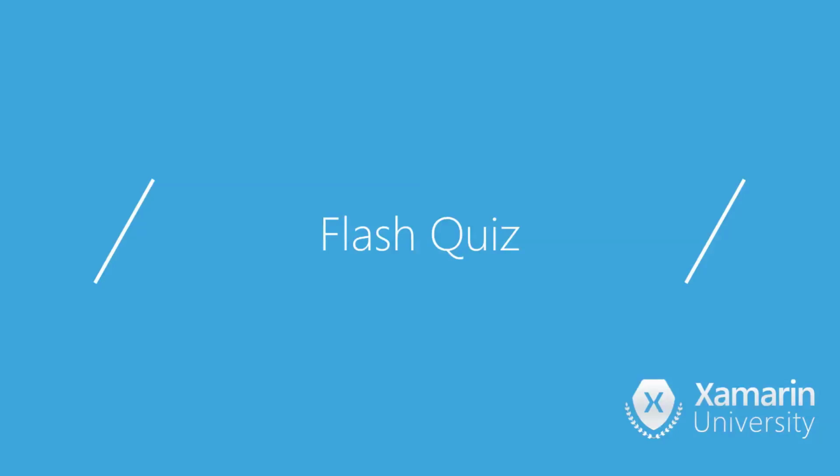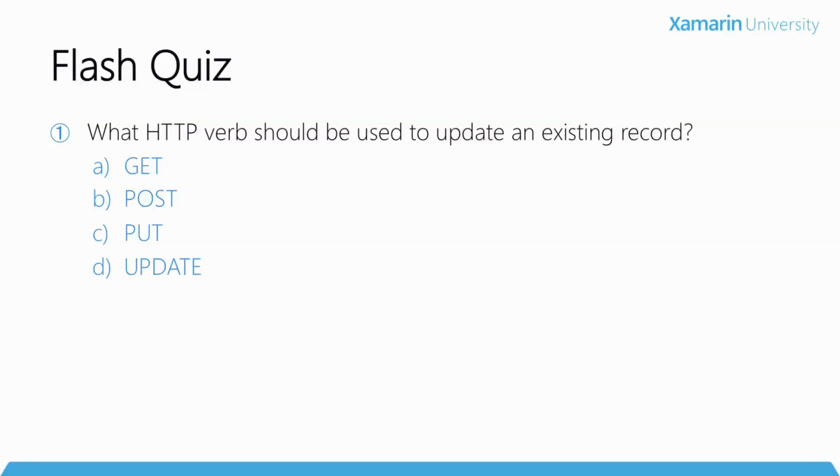Now we'll take another flash quiz. Question 1. What HTTP verb should be used to update an existing record? Is it A, get, B, post, C, put, or D, update? In order to update an existing record, we will use the put verb.